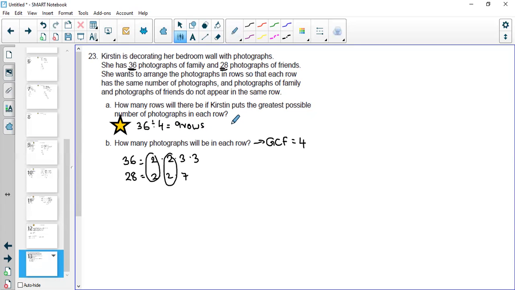What about the photographs of friends? 28 divided by 4, that's going to give you a 7. So that means it's going to be 7 rows. So 9 rows for the family, 7 rows for the friends. So altogether, it's going to be 9 plus 7 rows, which is going to be 16 rows. So how many rows will be there if she puts the greatest possible number? The greatest possible number is 4. So if she puts 4 in each row, she's going to have 16 rows. So this is how you need to solve this problem.